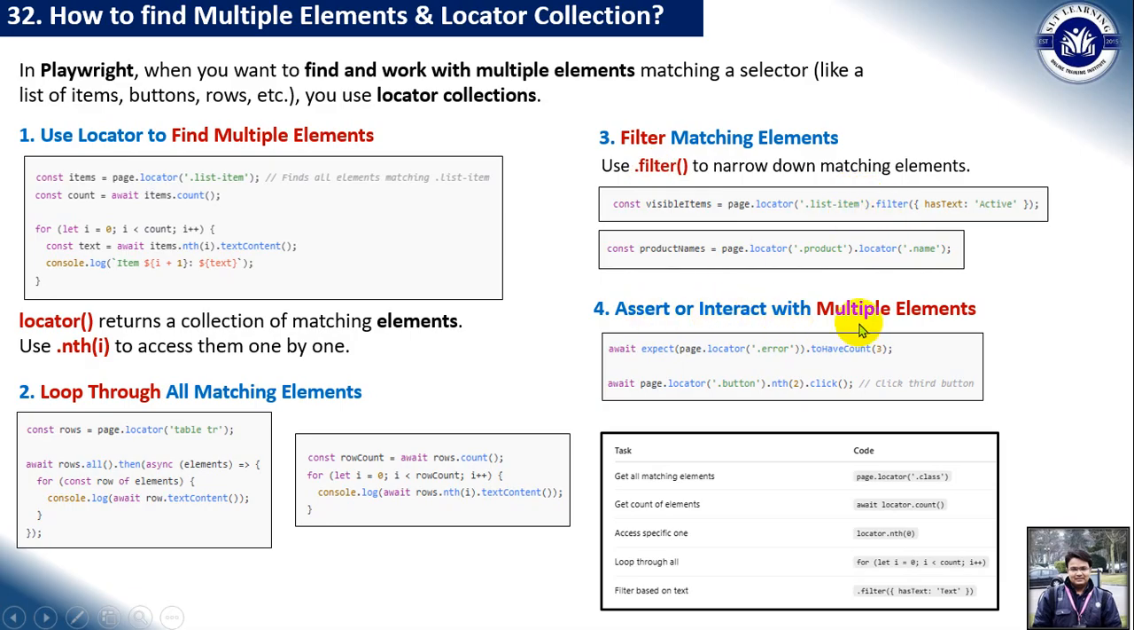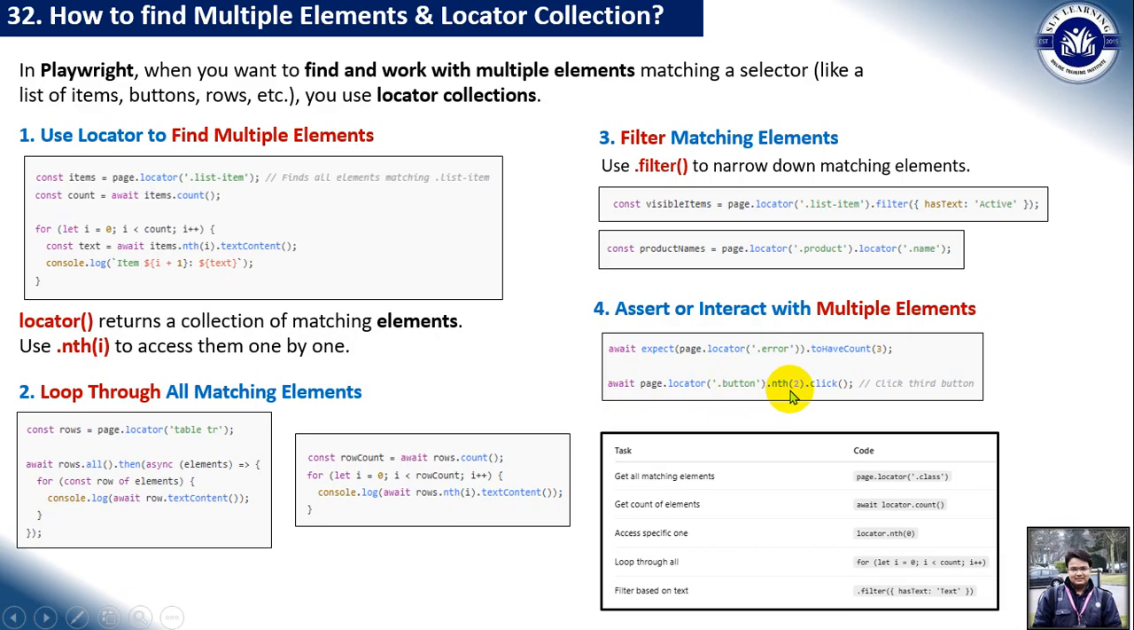Assert or interact with multiple elements. How can you assert and interact with multiple elements? Await expect page dot locator dot error to have count 3, which means you should have three messages or three locators which have the dot error element. Dot error class or dot error method over there. Await page dot locator dot buttons, which means it will have a class, dot means class, and button, right?